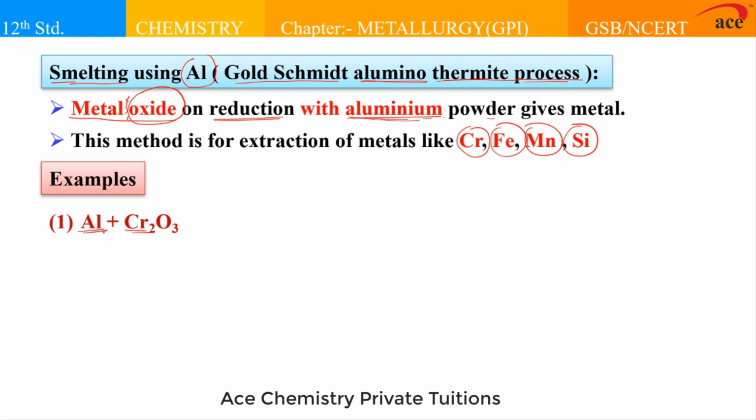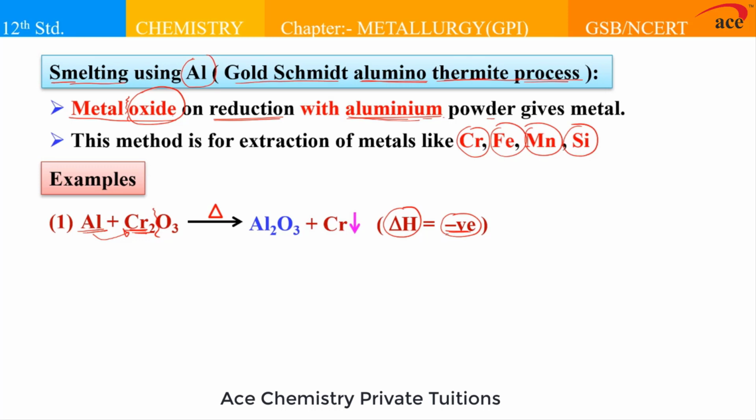When this aluminium metal is mixed with chromium oxide and heated, aluminium being more reactive than chromium displaces chromium from its oxide. So the product that we get is what? Since the oxygen is removed from Cr2O3 and gets combined with what? Aluminium. So it forms aluminium oxide and we get what? Chromium. Now if you check the enthalpy change of this reaction, what is it? Negative.